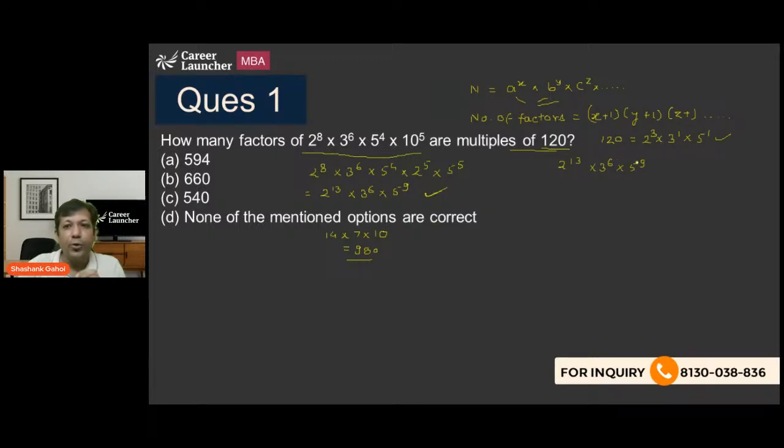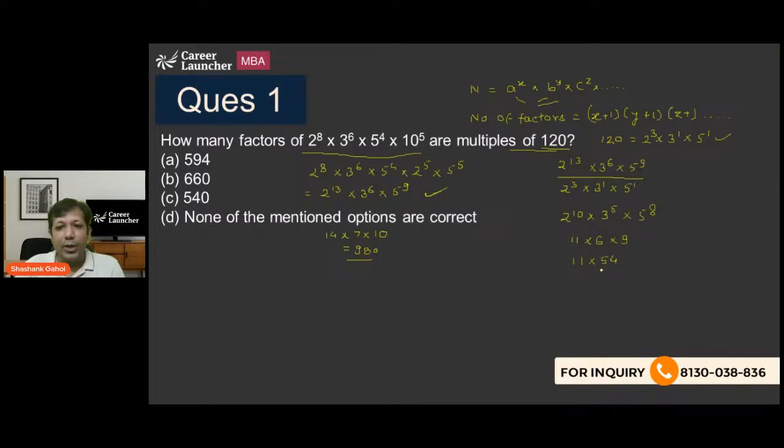What I'm going to do is divide the number by the number whose multiples we want to find. So I'm going to divide it by 2 power 3 into 3 power 1 into 5 power 1. What do I get? I get 2 power 10 into 3 power 5 into 5 power 8. Now I'm going to calculate the total number of factors of this number. That is power plus 1, meaning 11, into 6, into 9. So this comes out to be 11 into 54.